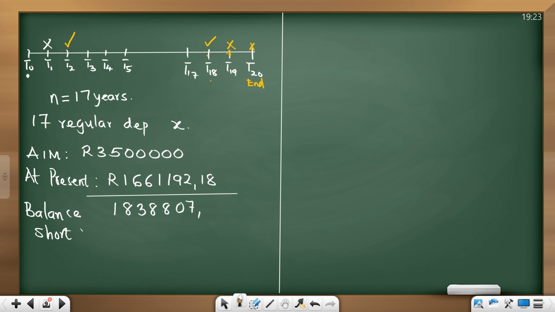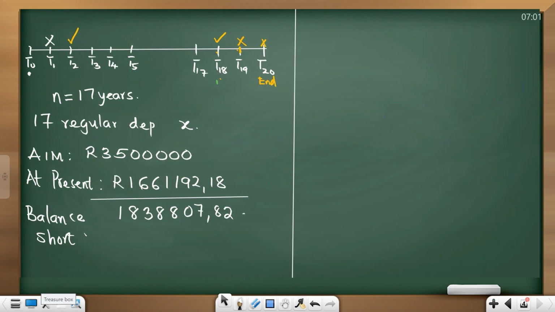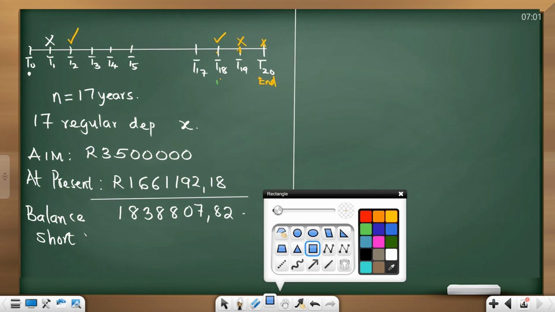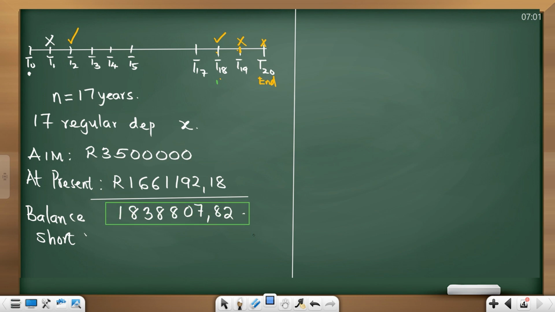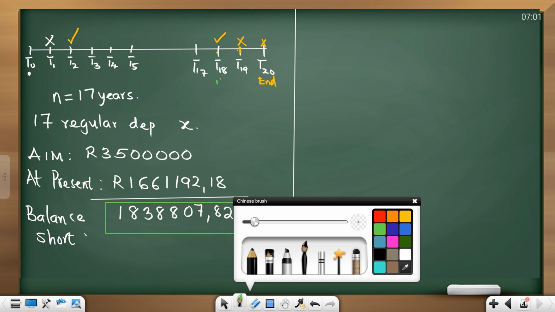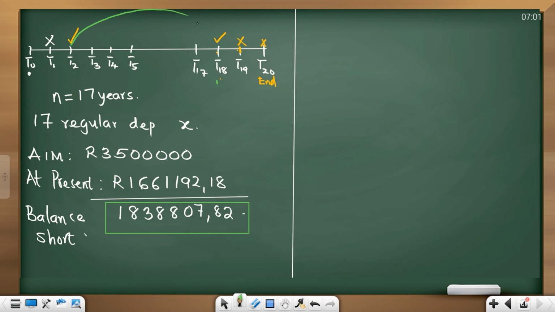1838807. This is the money he needs to save. Okay, so now, what is our balance? Our balance target. We're targeting that. But the question is, how is he making this money? That will determine the formula we're going to use. Let's quickly check something here. From here to here, this guy is making regular deposits. And if he's doing regular deposits, we are going to use F, future value, because we need the X.